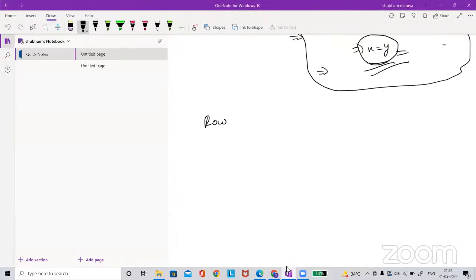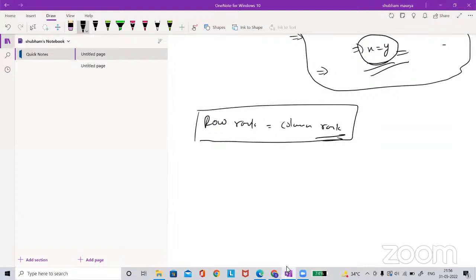Rank would be found through the echelon form. Actually, I asked the same question to Subhasish sir, and he said that it will be the same anyway. For any rectangular matrix, row rank and column rank are the same. You can take any example and calculate; it will always give the same rank.